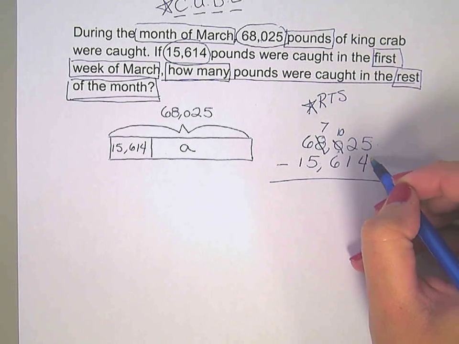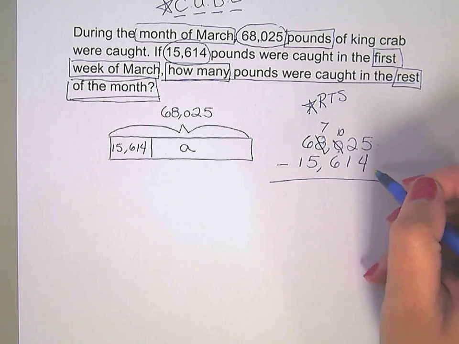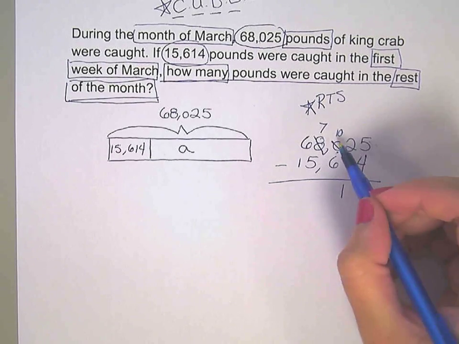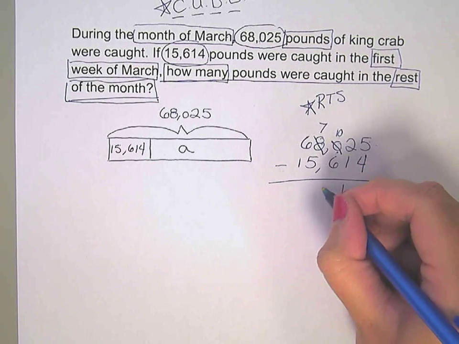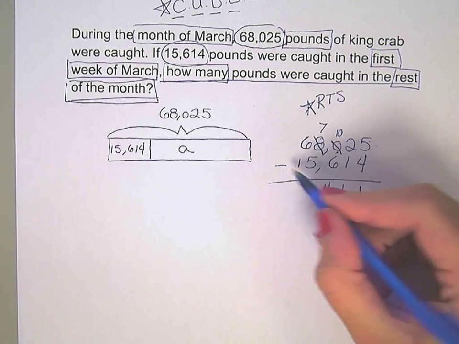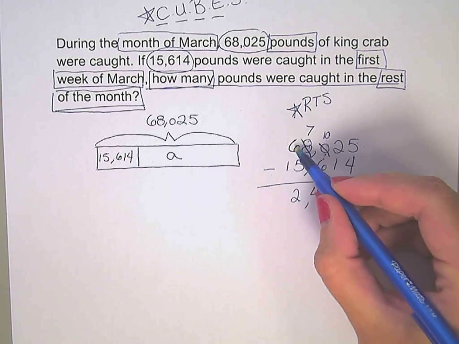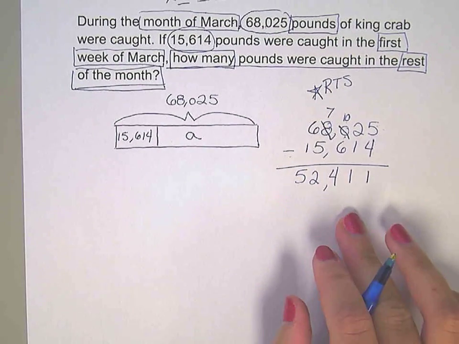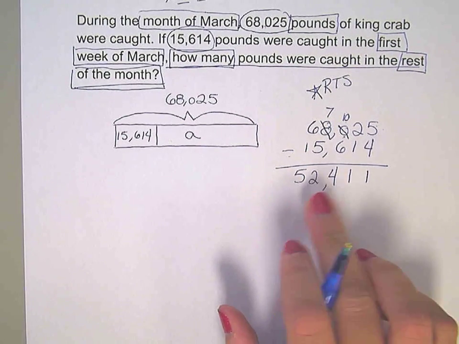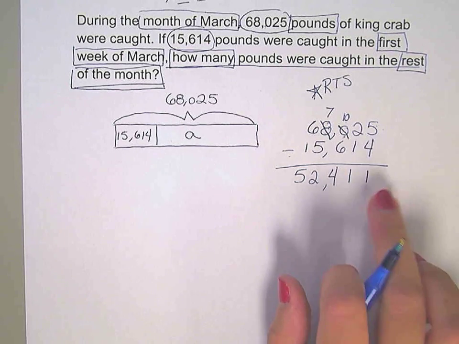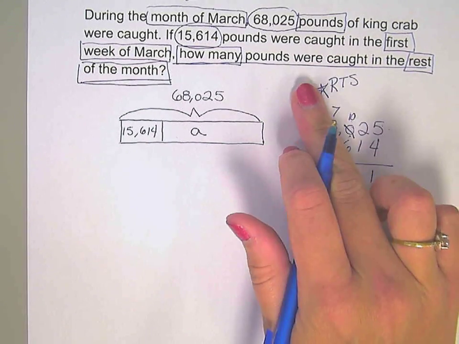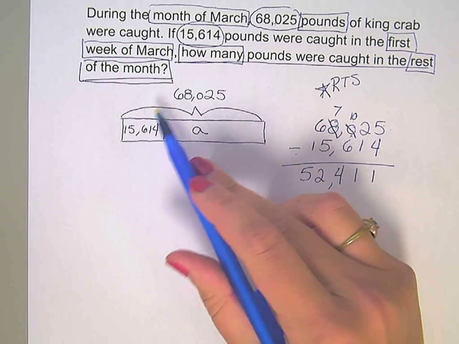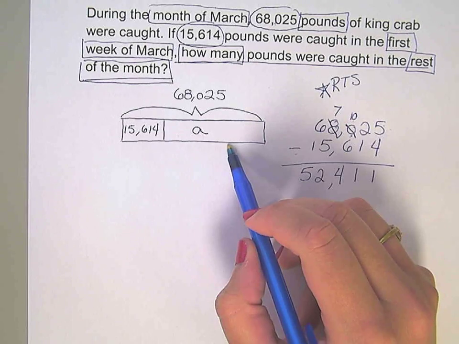Start from top to bottom as always. 5, take away 4. 1. 2, take away 1. 1. 10, take away 6. 4. 7, take away 5. 2. 6, take away 1. 5. So now my final answer here is 52,411. Did I really answer what it asked for? How many pounds were caught in the rest of the month? Yes, I subtracted from my whole one of my parts and got the rest of the month.